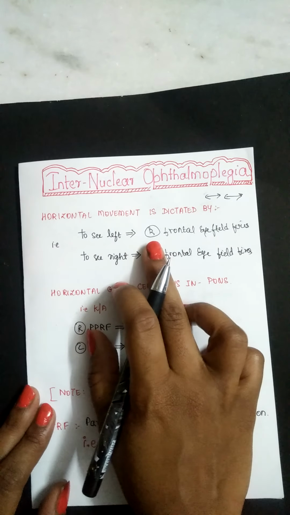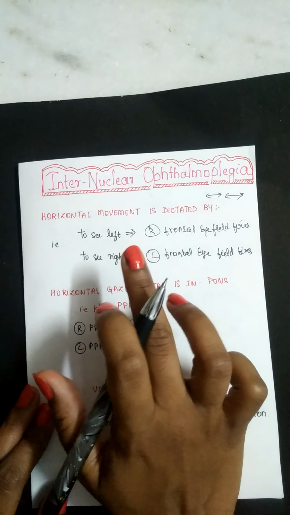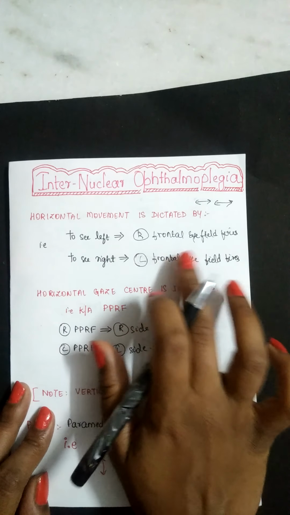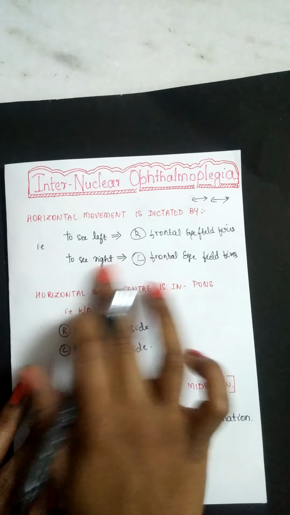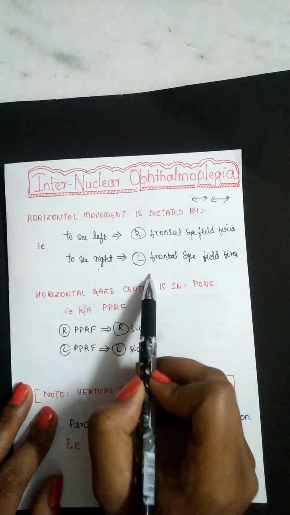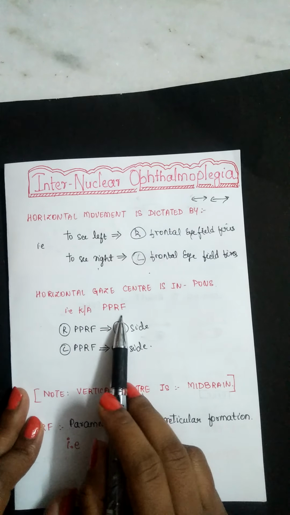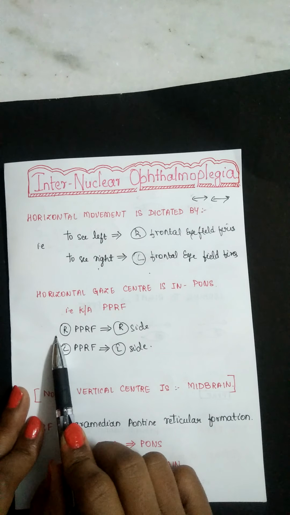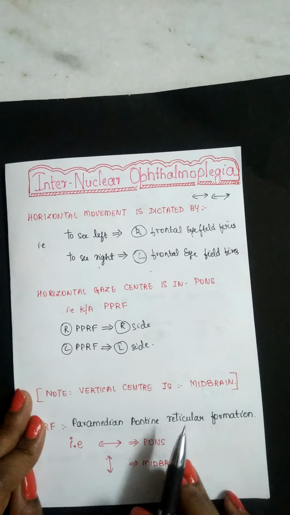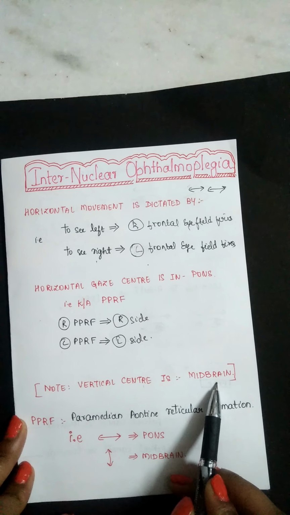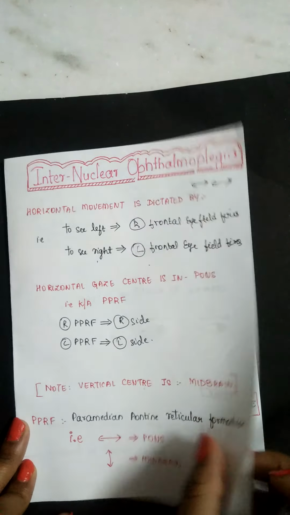That is, we learned from where it is dictated. For the frontal eye field, we should always say it as the contralateral side. To see towards left, the right is fired. To see towards right, the left is fired. Coming to PPRF, it is always ipsilateral. To see towards right, right PPRF fires. To see towards left, the left PPRF fires. This is known as the horizontal gaze center. And you should also know there is something called the vertical gaze center, which is in the midbrain. This is all about PPRF.